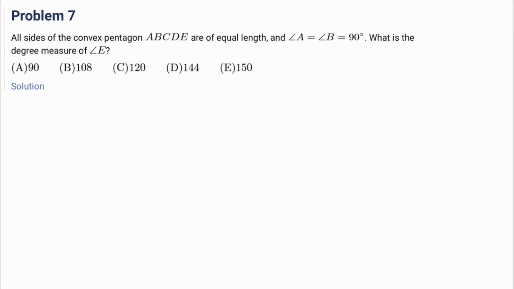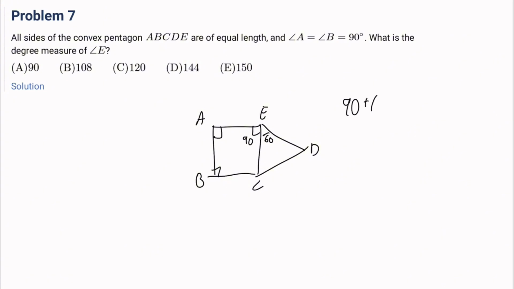Number 7, all sides of the convex pentagon ABCDE are of equal length, and angle A equals angle B equals 90 degrees. What is the degree measure of angle E? Okay, so that means that we just have a square plus an equilateral triangle, right? So this will be A, B, C, D, and E, and these 2 are 90, and we want the degree measure of E. So this is 90 degrees plus 60 degrees, so 90 plus 60 equals 150. So it's 150 degrees, it's E.